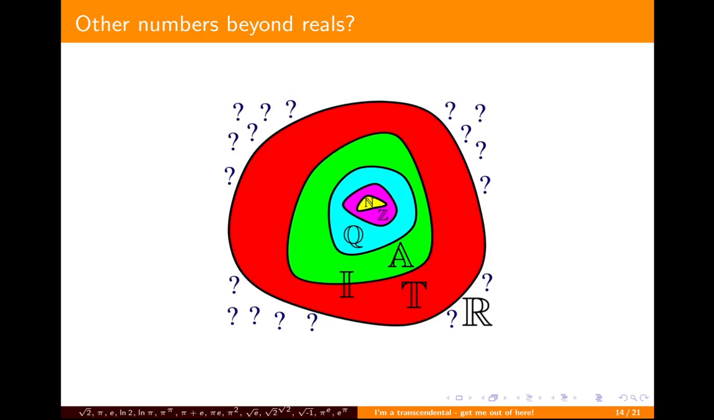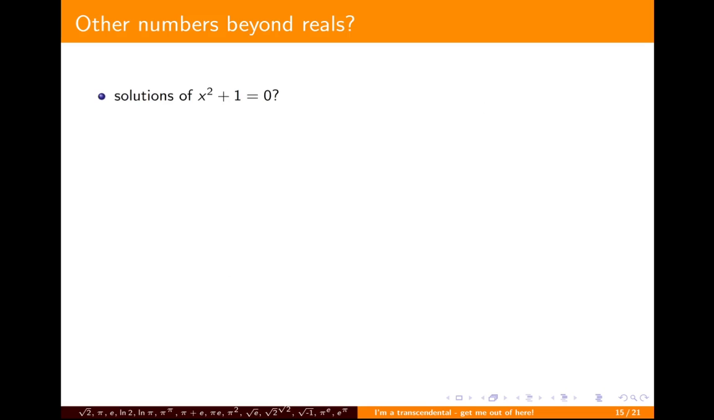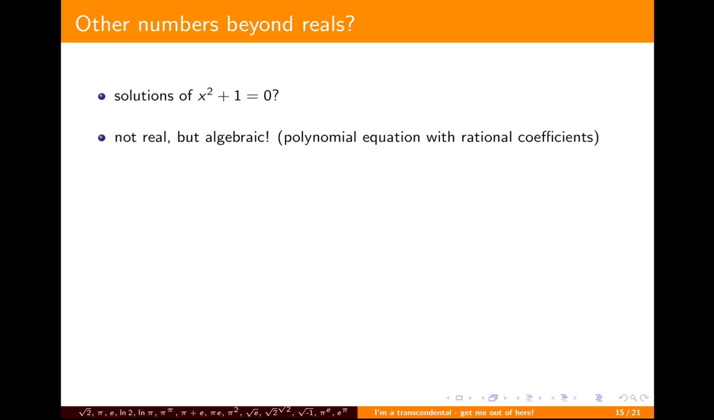Now, in order to do that, we need to consider numbers beyond the reals. Are there any? Well, the quadratic equation shown clearly does not have real solutions. There's no real number, x, whose square plus 1 is equal to 0. And so solutions of that equation are clearly not real, but they are algebraic, because they would be solutions of a polynomial equation with rational coefficients, which that one has. The coefficients are 1 and 1.